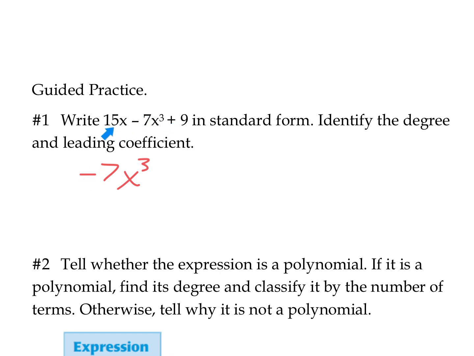Then we look at the next two terms. We have the 15x would be the next, because the constant term doesn't have any variable at all, so its degree is 0. So I'd have plus 15x and plus 9. That would be standard form.